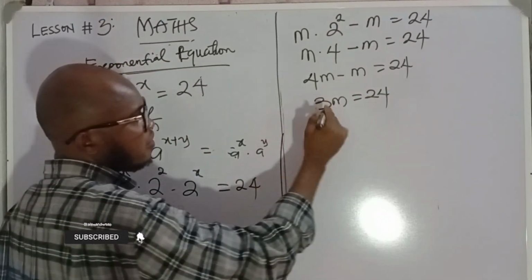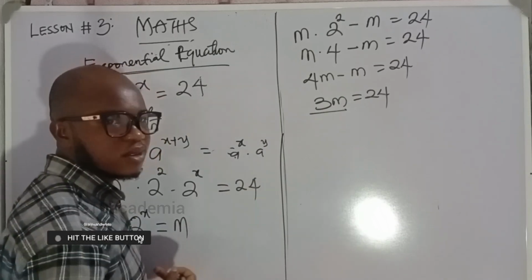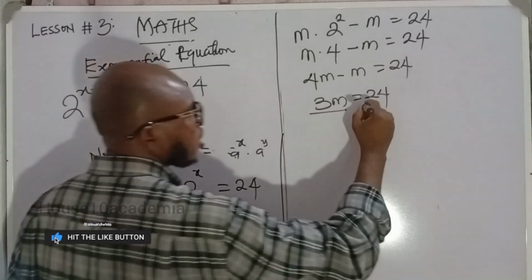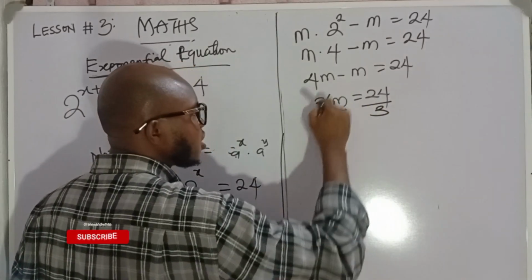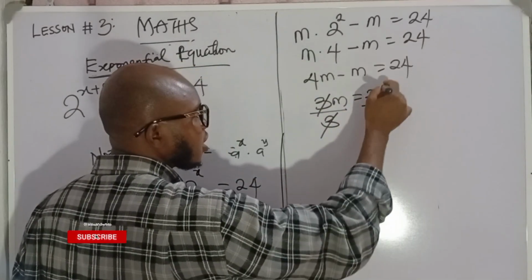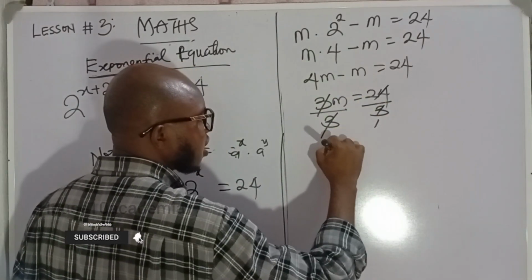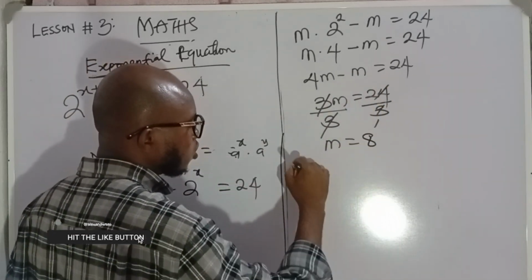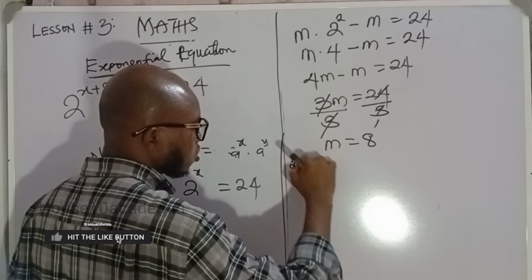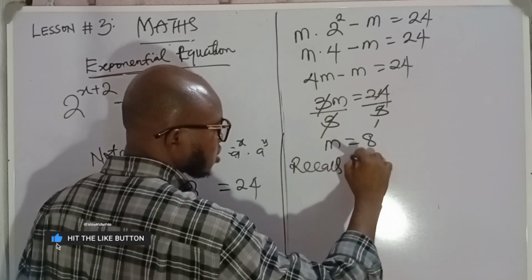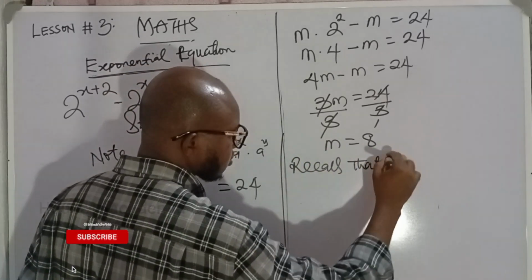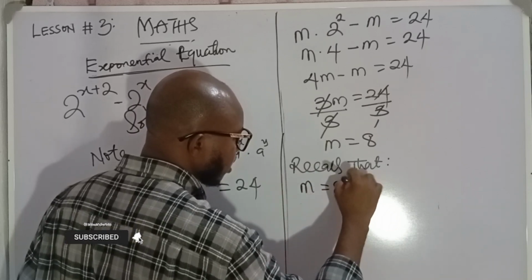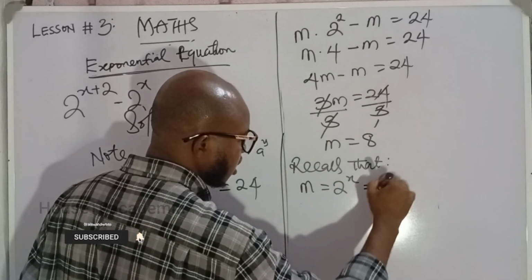So now we can divide both sides by the coefficient of m. What is the coefficient of m? The coefficient of m there is 3. So we divide both sides by the coefficient, 3. This will give us m equals to 24 divided by 3, which is 8. But note, recall that m equals 2^x equals 8.